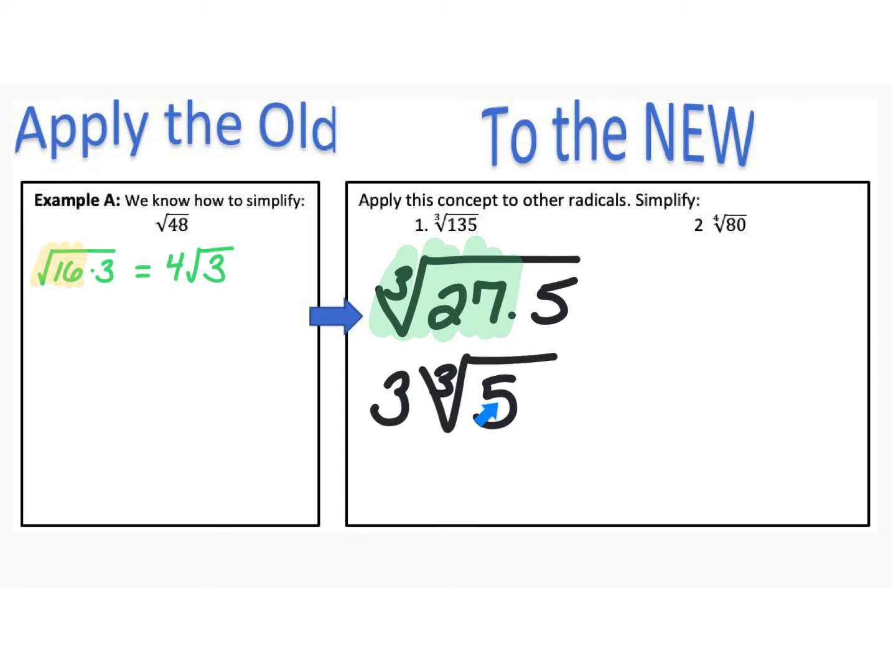Under the radical, we have no perfect squares, or in this case, perfect cubes that would go into 5, other than 1, of course. 1 would go into anything, but that's not helpful in simplifying. All right, fourth root of 80.